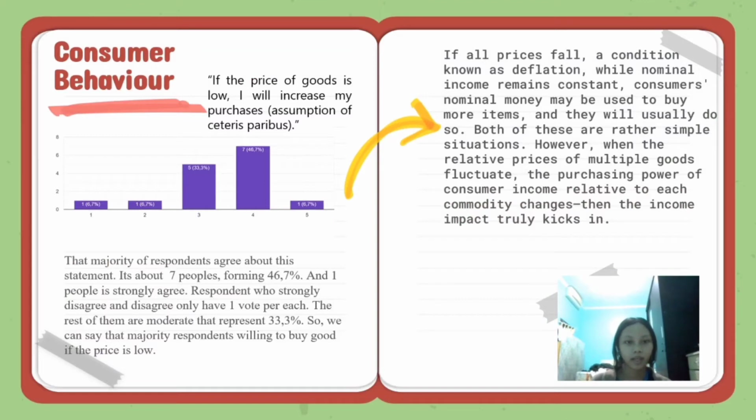The statement is, if the price of goods is low, I will increase my purchase, assuming ceteris paribus. The majority of respondents agree with this statement because if all prices fall, a condition known as deflation, while nominal income remains constant, consumers' nominal money may be used to buy more items, and they will usually do so.